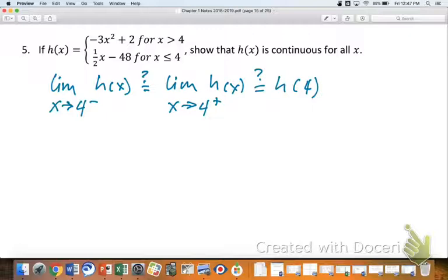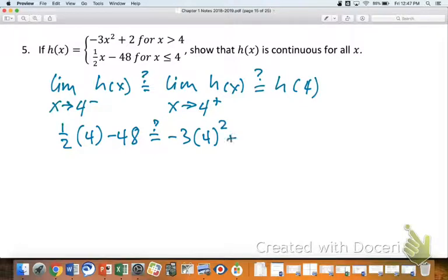Okay, so then direct substitution. Let's see here. The left piece is the line there. So this would be 1/2 times 4 minus 48. I think maybe I could drop them at this point. I'll leave it in there for now. The other piece would be the parabola, plus 2. And of course, h of 4 is contained within the line, so I don't need to write that again. Okay, so then this ends up being 2 minus 48, so that's negative 46.